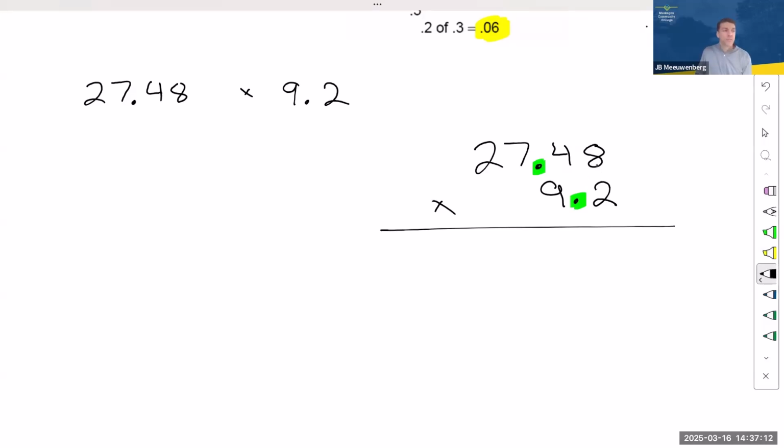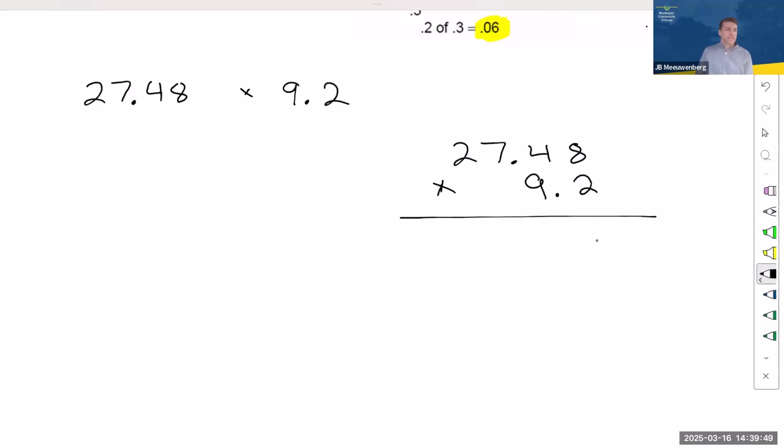We start with the 2, and then we're going to multiply by each number consecutively, carrying and regrouping when we need to. 2 times 8 is 16. There's the 6, carry the 1. 2 times 4 is 8, plus 1 is 9. 2 times 7 is 14. There's the 4, carry the 1. 2 times 2 is 4, plus 1 is 5. Go down to the next level.